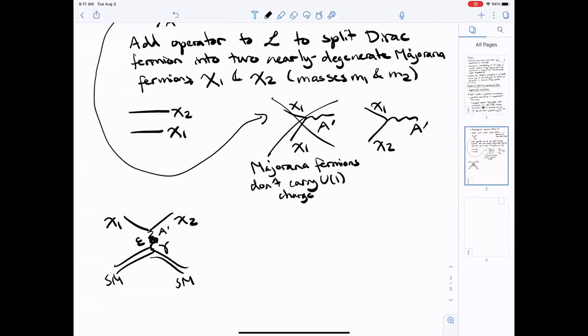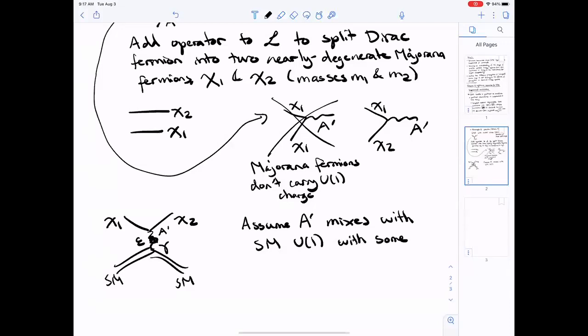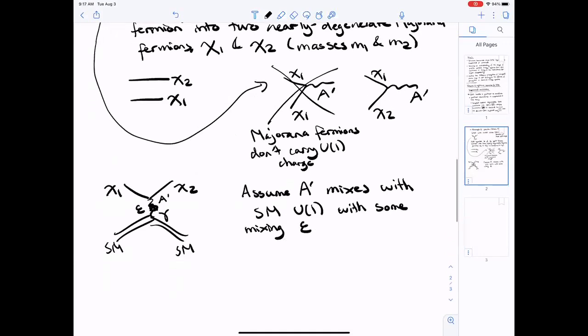So as I said, let's assume the A prime mixes with the standard model U1. That means it couples to the gamma and Z with some mixing epsilon. So then if we ask, okay, what is the diagram that allows these dark matter particles to annihilate into standard model particles? What does that look like?